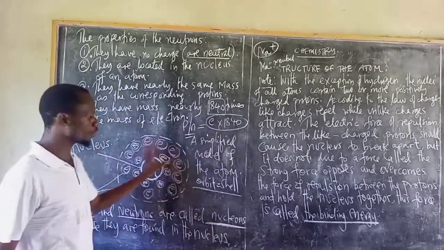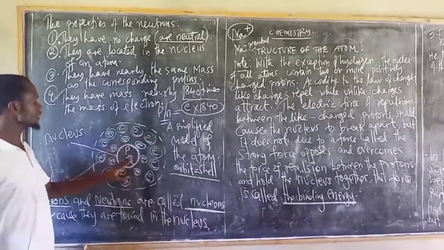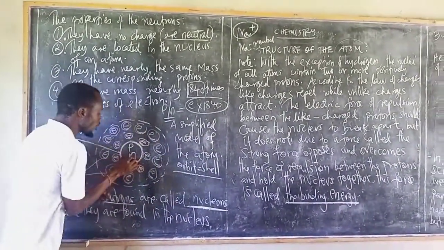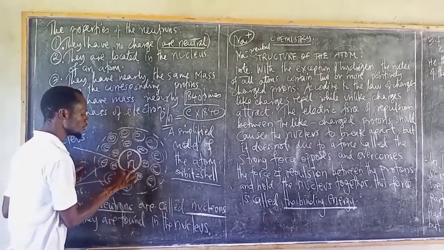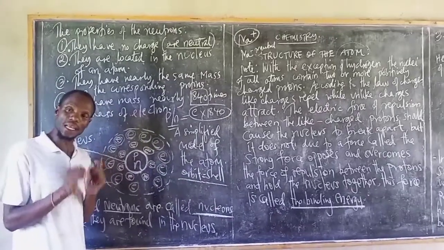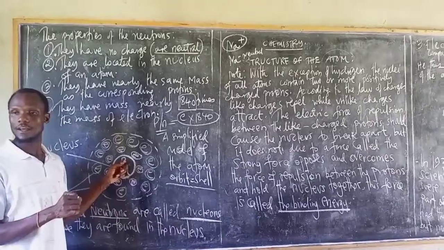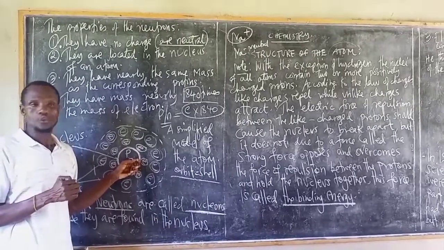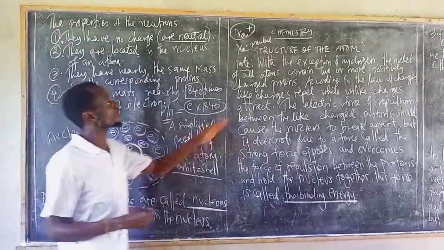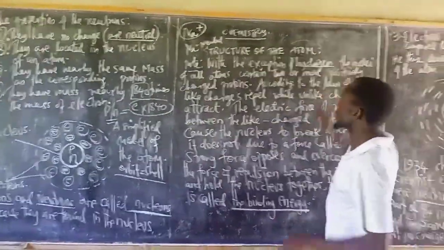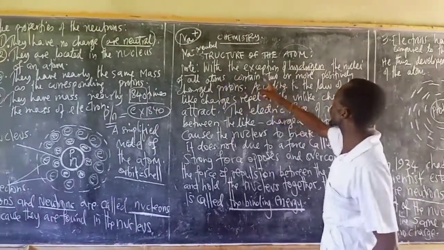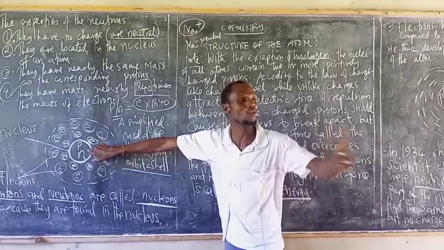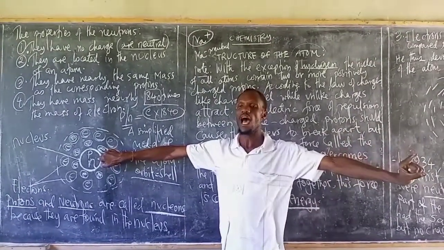Now, a simplified model of the atom, here it is. Inside the nucleus, we have protons and neutrons. And what is interesting here is that the neutron has no charge, but in the nucleus we have protons, which are positively charged particles. So, according to the law of charges, we expected repulsion between those positively charged particles. So we expected that there would be no nucleus. And that is what I've written here. With the exception of hydrogen, the nuclei of all atoms contain 2 or more positively charged protons. That means in the nucleus, we have more than 1 proton, which are positively charged particles, and they stay together.